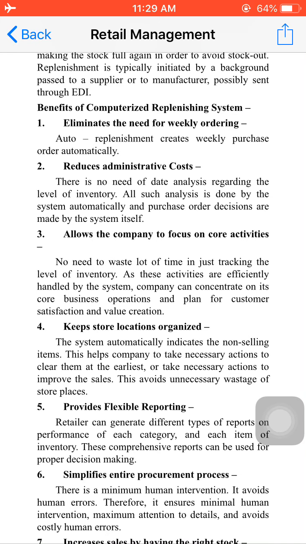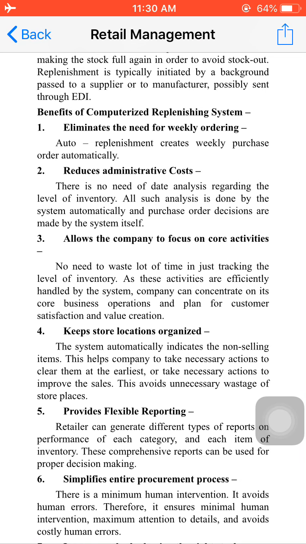The first point is that it eliminates the need for weekly ordering. Instead of having a routine check of the stock, if you have the data in the system, there is no need to go check the stock on a regular basis or frequently. Instead, you can check the stock through the system at your shop, because you will have a barcode scanner.